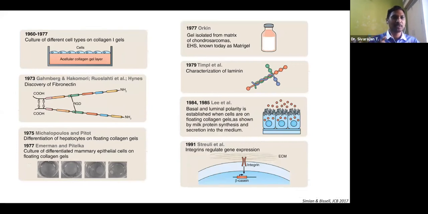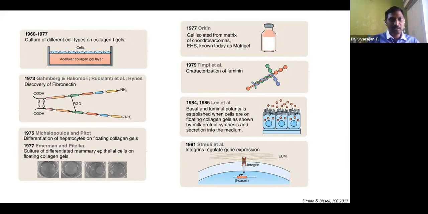And from the 1960s to 1977, they were trying to see what stiffness of gel is best for growing the cells, what concentrations. And then in 1973, fibronectin was discovered by Gramberg. Now, previously it was thought that ECM is just a gel-forming solution, but the interaction between collagen, nectins, fibronectins, laminins, they play a very crucial role in cellular morphogenesis and cellular proliferation.